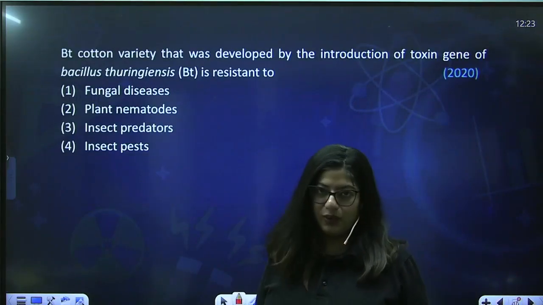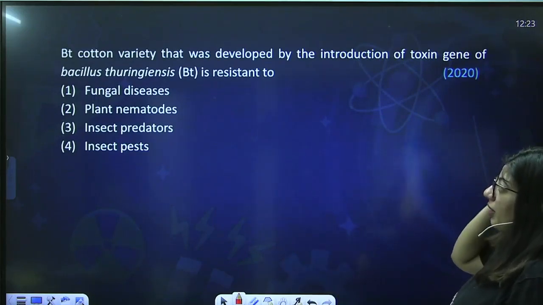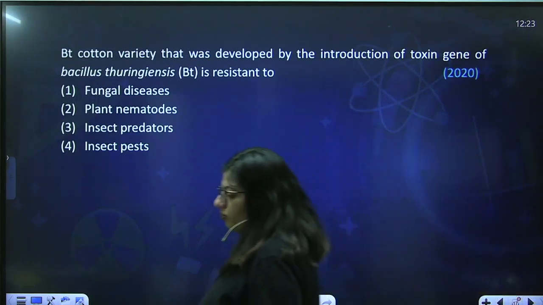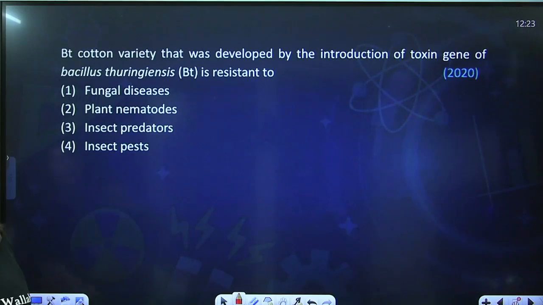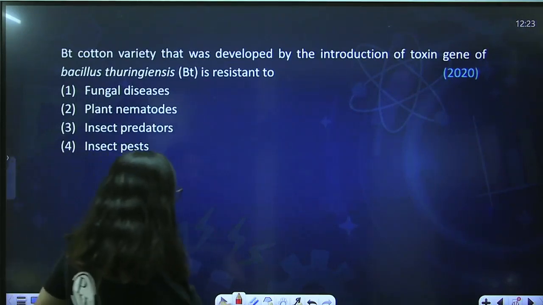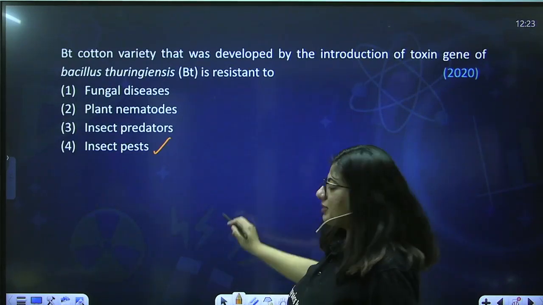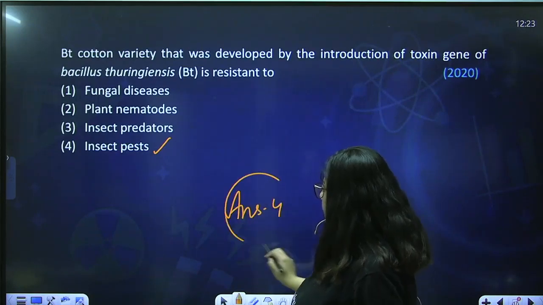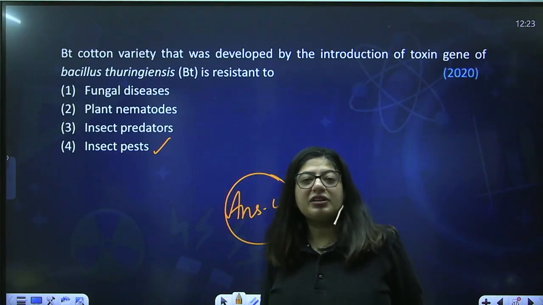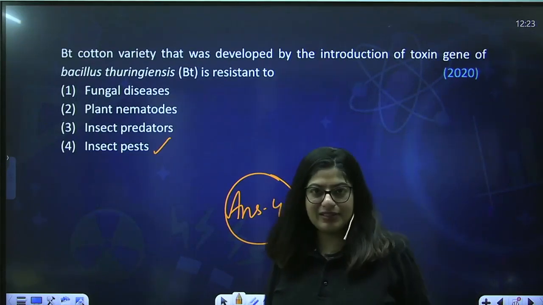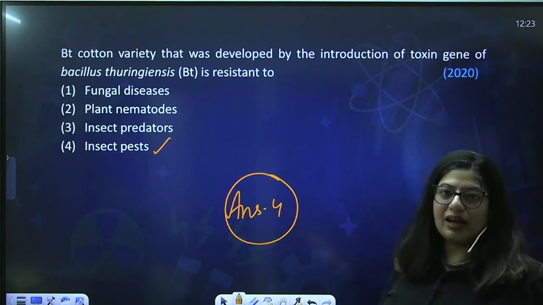So let's solve the question. BT cotton variety that was developed by the introduction of toxin gene of Bacillus thuringiensis is resistant to, a very simple question: fungal disease, plant nematode, insect predator, insect pest. Yes, BT is resistant to pest, insect pest. What is an insect predator? A predator is someone that kills another organism, and the word predator is usually used for animals, not for plants. Okay, so whenever the word pest is used, that is for plants. Next.